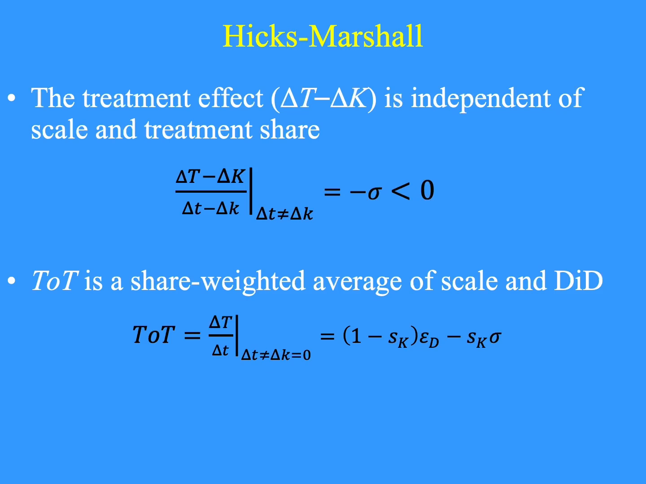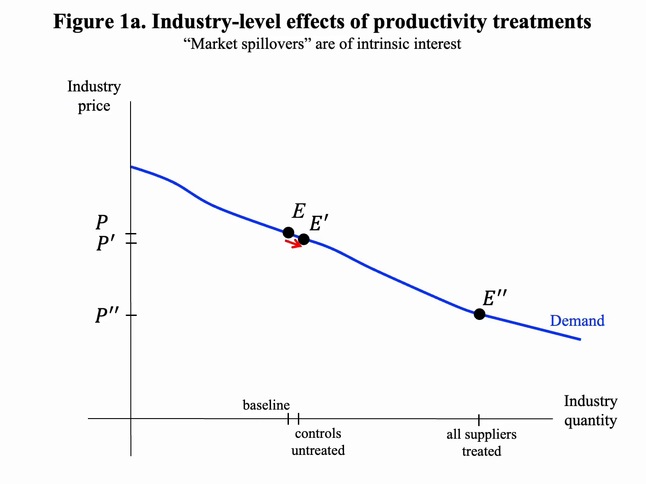Our next result is that the TOT is a share-weighted average of scale and DID. Sigma and epsilon are the two foundations on which many TOTs can be built, depending on the share. As we increase the share treated, E prime moves away from the baseline and toward E double prime.